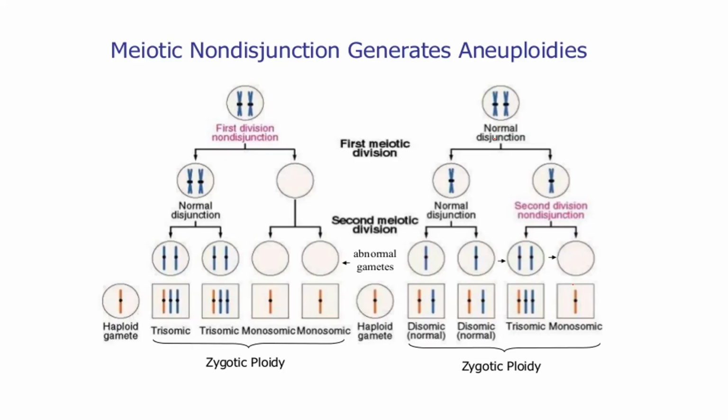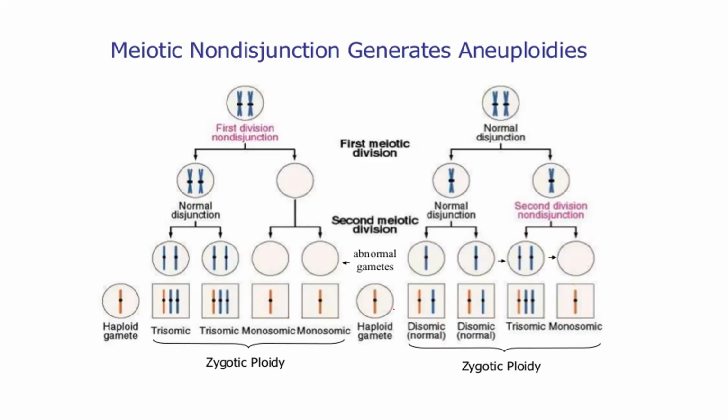Now see if non-disjunction takes place in the second meiotic division. This is the first meiotic division, this is the second meiotic division. In the first meiotic division, the chromosomes separate easily into two different cells. Now the chromatids have to separate into two different cells, but here the same two chromatids are coming in the same cell. So they are forming the trisomic, monosomic, as well as disomic condition. Disomic is normal, trisomic is abnormal, monosomic is also abnormal.